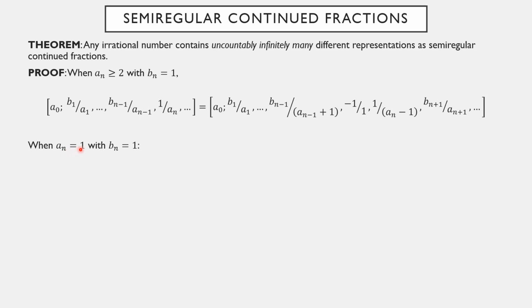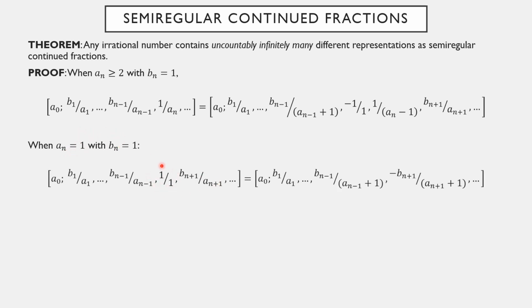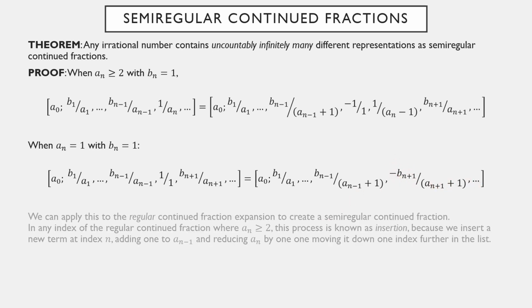Whereas the process, if you had a 1 with a 1 over it, here's your 1 over 1. What you do is you add 1 to the previous denominator, add 1 to the next denominator and reverse the sign of its numerator, and then after that, nothing changes. Specifically, we can do this to the regular continued fraction expansion of something to create a semi-regular continued fraction, because now our numerators may have been transformed into some minuses.